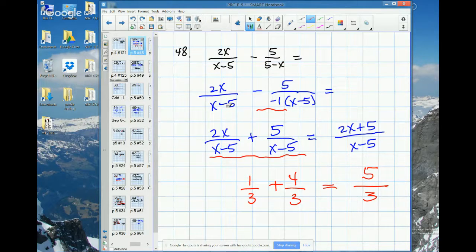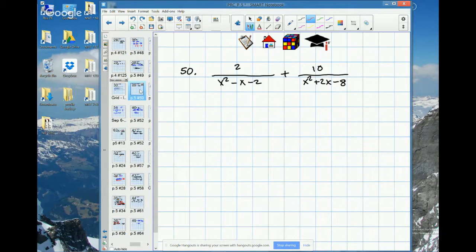How about we look at number 50 next? Keep track of the time here. We're at about noon, so we're about halfway. Okay, number 50, here's the problem. This one we're going to work out together manually.